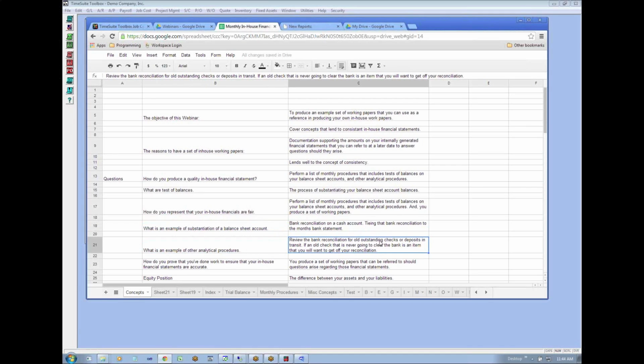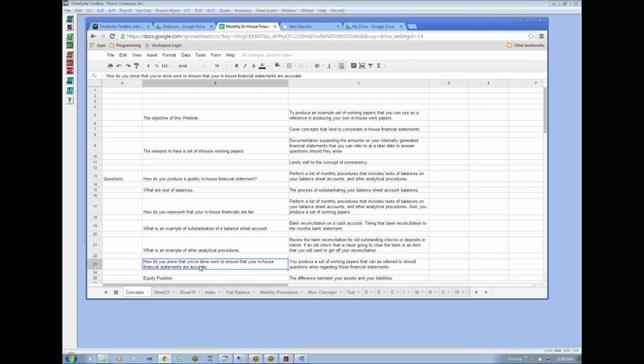What are examples of other analytical procedures? I just got ahead of myself on that. Review the bank reconciliation for old outstanding checks or deposits in transit. An old check that is never going to clear the bank is an item that you would want to get off your bank reconciliation.